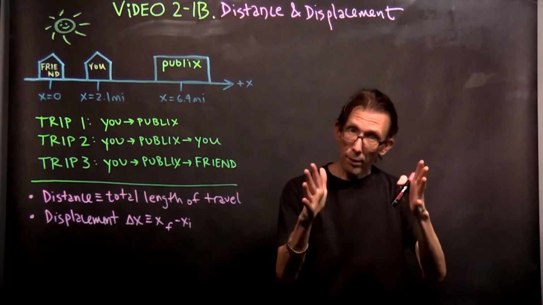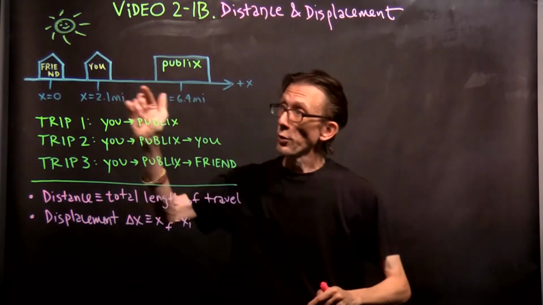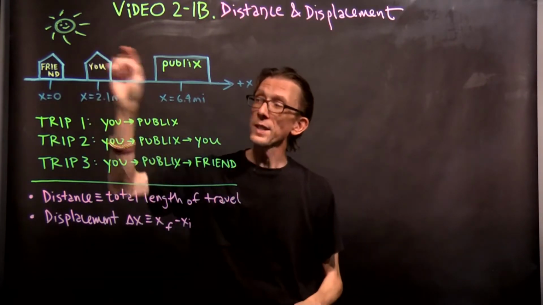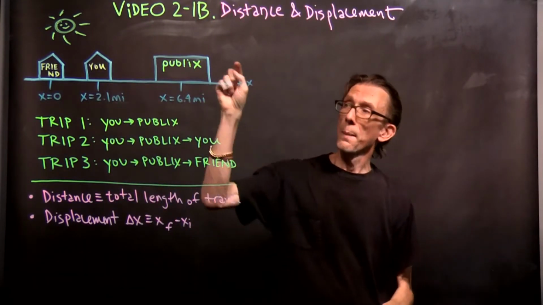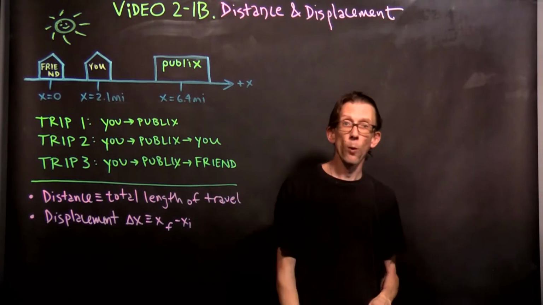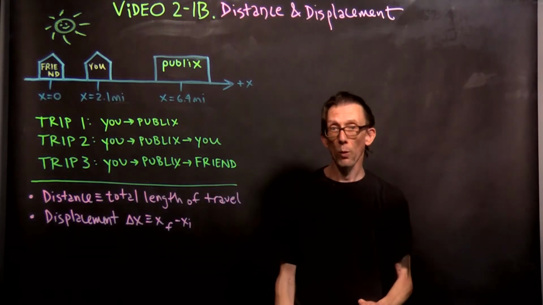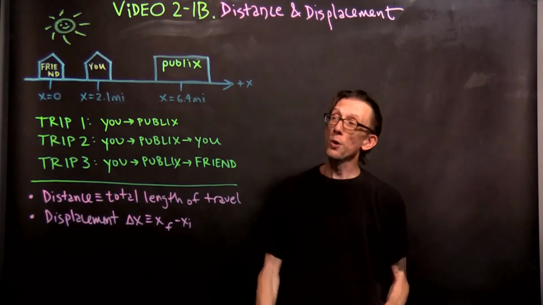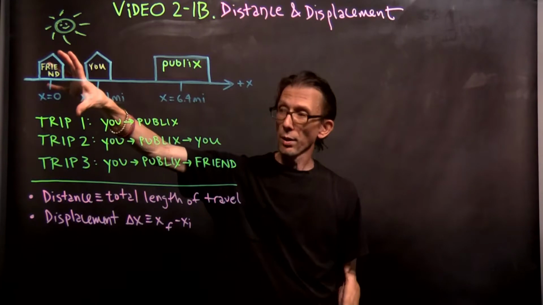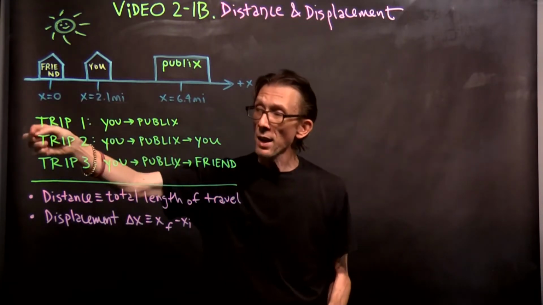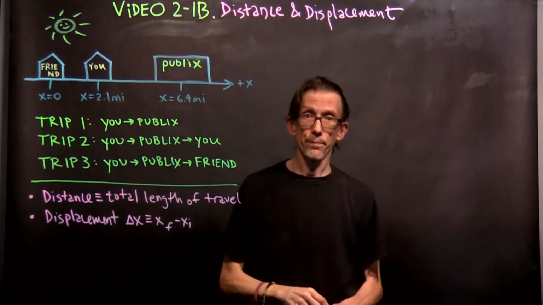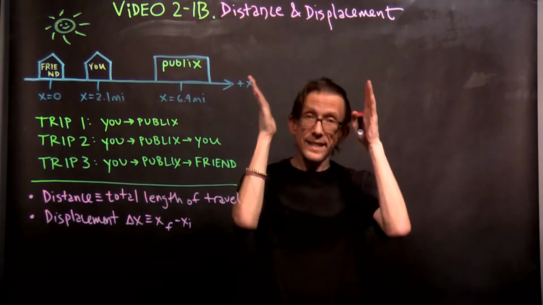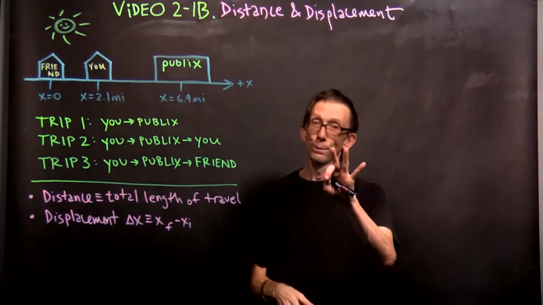Come back with me now to your house located at 2.1 miles, your friend's house located at the origin, and Publix located at 6.4 miles from the origin. Okay? And what I want to do is to use this picture here to imagine 3 different trips that we're going to take. You're going to get in your car and take some trips. You're going to take 3 of them.